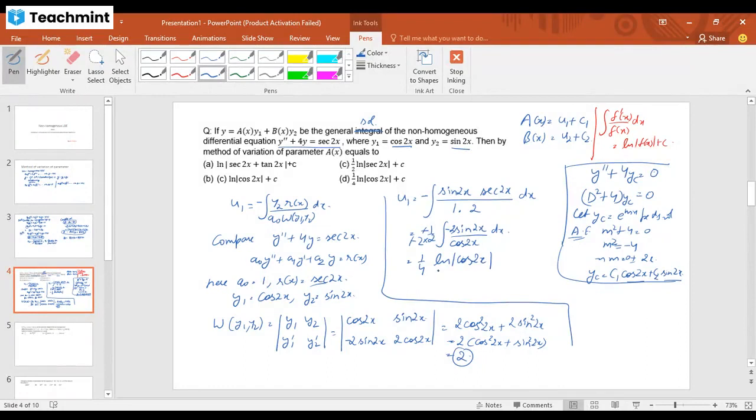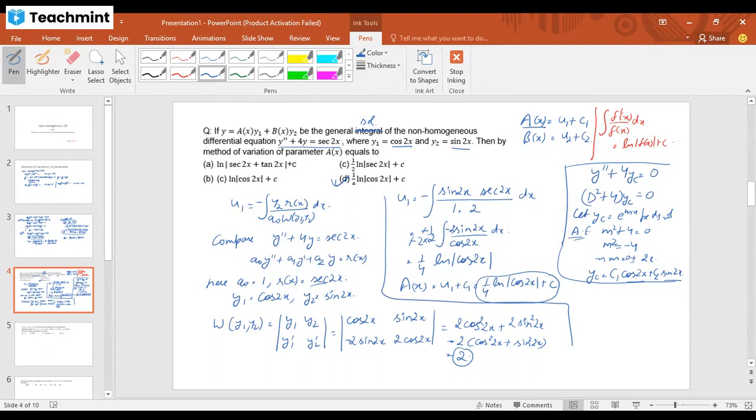So what is the value of u1? It is 1 by 4 times log of cos 2x. And because we are interested in finding Ax, and it is a general solution, in the general solution what is Ax? It is u1 plus c1. So the value of Ax is equal to u1 plus c1, that is 1 by 4 log of cos 2x plus some constant of integration. So you can see here what the correct answer is. The correct answer is option D only, right?